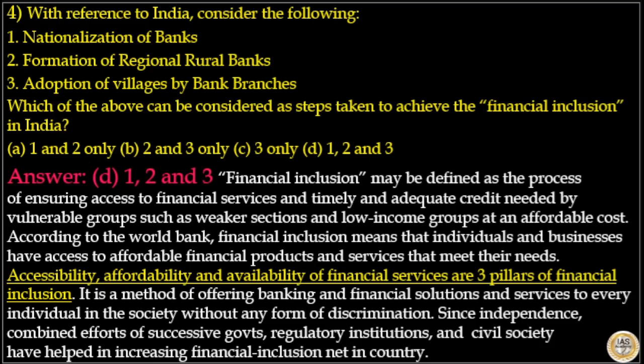Financial inclusion may be defined as the process of ensuring access to financial services and timely and adequate credit needed by vulnerable groups such as weaker sections and low-income groups at an affordable cost. According to the World Bank, financial inclusion means that individuals and businesses have access to affordable financial products and services that meet their needs. Accessibility, affordability, and availability of financial services are 3 pillars of financial inclusion.